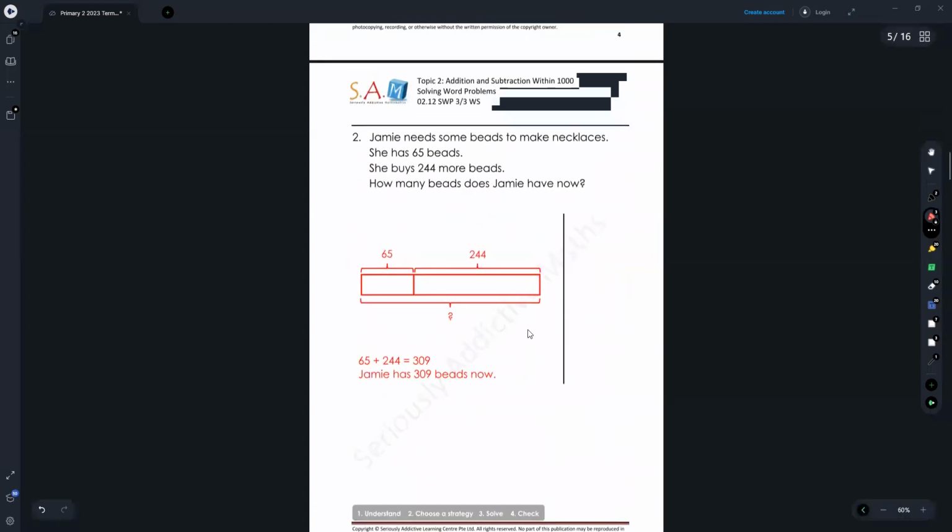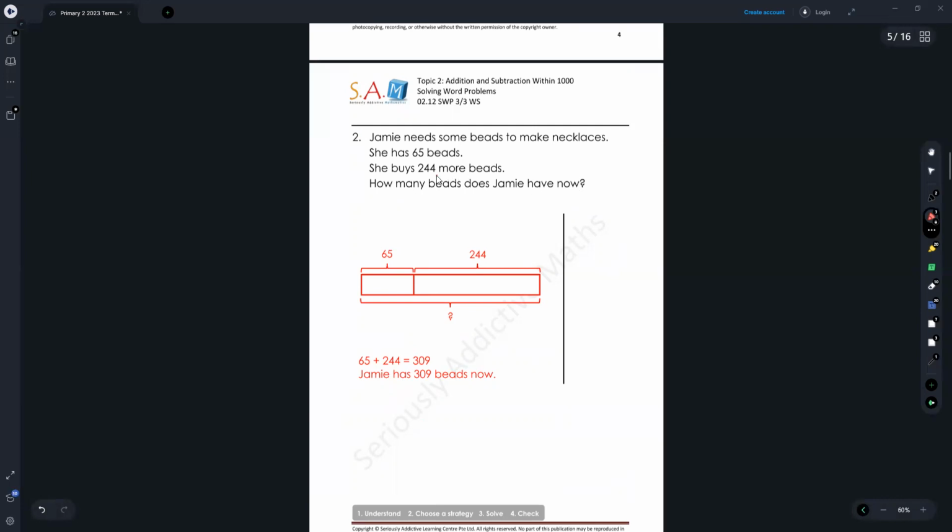All right, question number 2. Jamie needs some beads to make necklaces. She has 65 beads. She buys 244 more beads. How many beads does Jamie have now? Now we have to think about what to ask students: should I draw a single bar or a stack bar, the comparison model? Some may say comparison, and you ask them why.